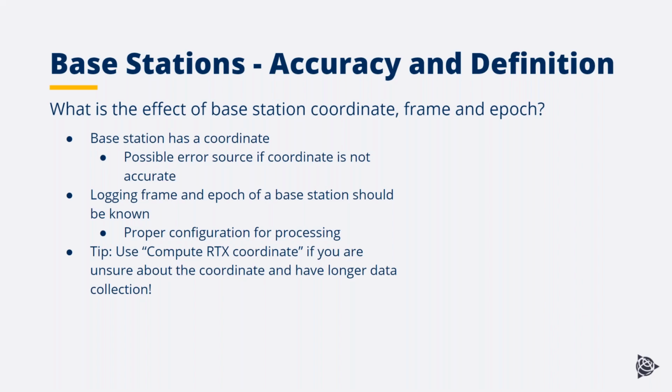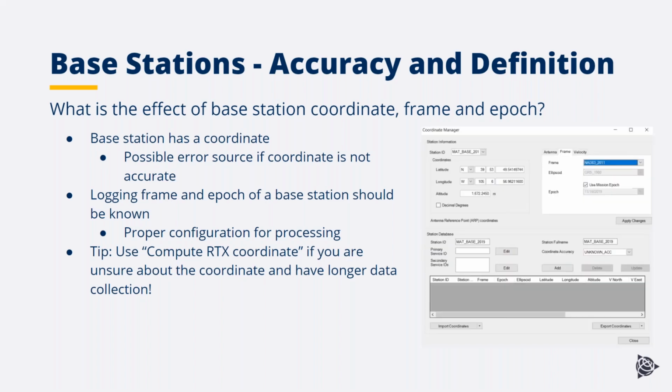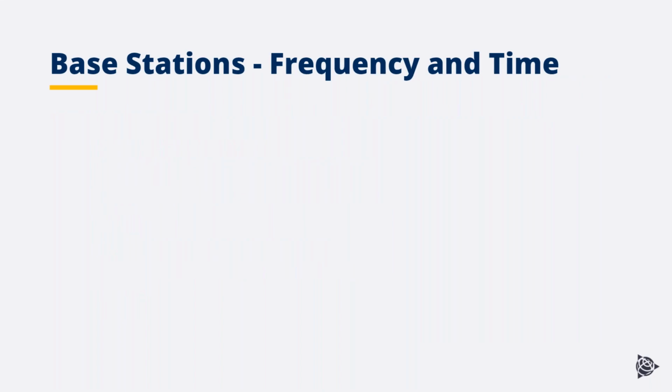If you're unsure about your coordinate, you can use a function you will find by right-clicking the base station data in POSPac. It's called compute RTX coordinate, and that will send the data to this RTX service and return you a precise coordinate and frame and epoch. You need to have just long enough data for this. So I think it's a reliable computation after some 1 hour of data collection. And if you want to check the coordinate of your base station, you can right click and select coordinate manager, and you can see a window like this in POSPac.